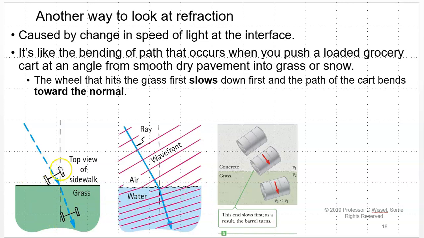And then that causes a torque here and bends it toward the normal. You keep pushing here, and this wheel's already resisting you more than that wheel is. So the whole thing bends toward the normal. Light acts exactly the same way. So it's another way to remember that. This is a higher index of refraction. It's a slower medium than this is, and the thing will bend toward the normal.